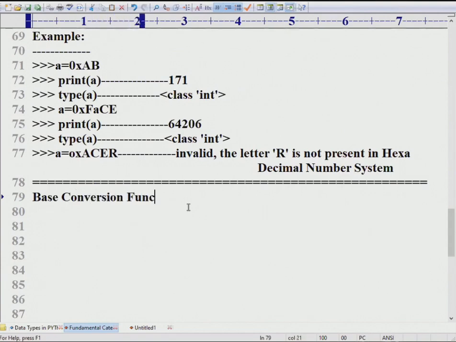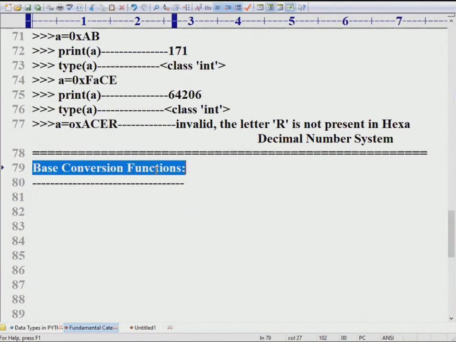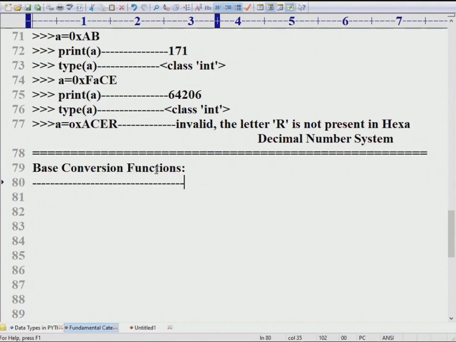Base conversion functions. All the online students must follow me carefully. We completed the int data type. We organized various number systems. We are getting binary, octal, hexa into integer with the int data type. Now we are converting the int value into the original base of hexa, binary and octal. So what is the purpose of these base conversion functions? Converting decimal number system values into binary, octal, hexa. That is the purpose of base conversion functions.